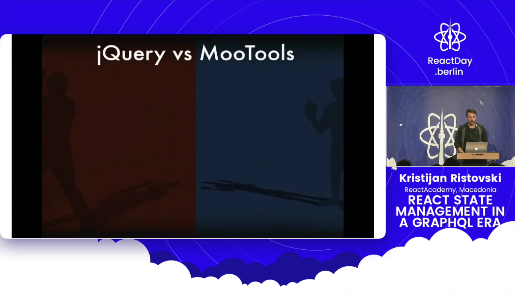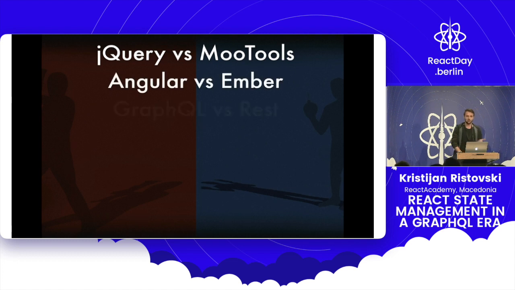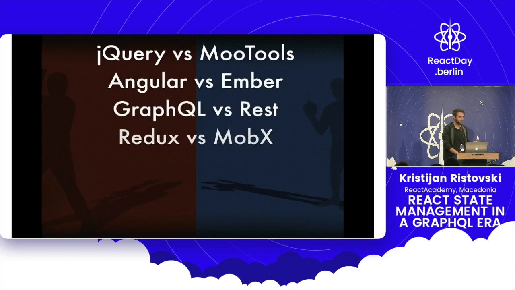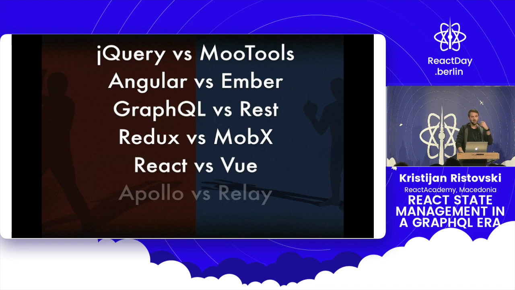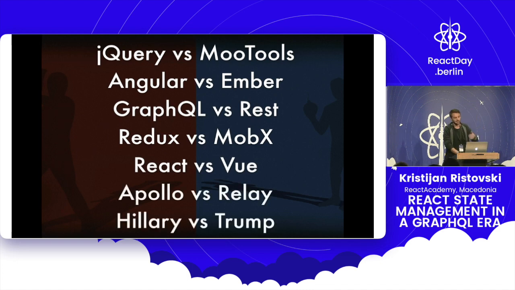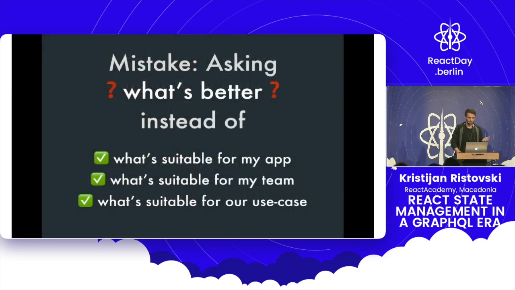So we had jQuery versus MooTools back in the day, Angular versus Ember, we have GraphQL versus REST, Redux versus MobX, React versus Vue, Apollo versus Relay, and so on and so forth. But the mistake we're all making here is we're asking what's better instead of asking what's suitable for my app, what is suitable for our team, for our current situation, for the project that we're doing. Everyone is asking what's better, and that's the wrong question.